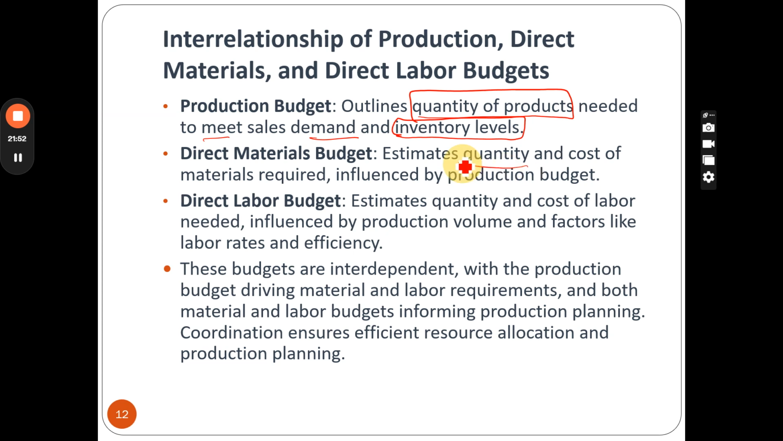Now estimates of quantity and cost of material required will be given in the direct material budget, right? How many units of material we need and what will be the cost of that. But this is based on what? This is based on the production budget, right? It is based on the production. You will decide how much material you are going to have. Then you have the direct labor budget. It estimates the quantity and cost of labor needed. How many hours of direct labor do I need? Again, this is decided based on your production volume. So all these are interrelated.